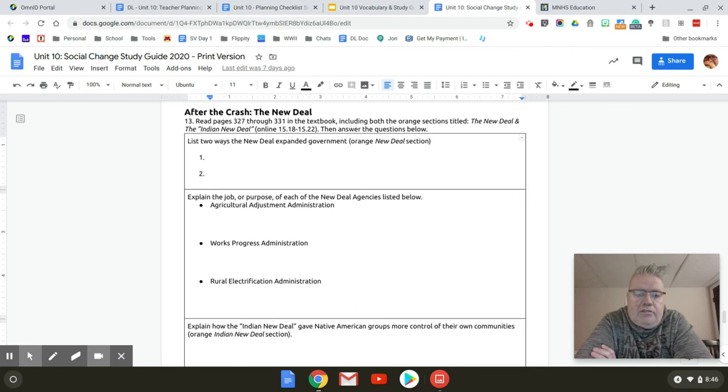I'll list two ways the New Deal expanded government, and that'll be in the orange section, the section that we read first. Then explain the job or purpose of each New Deal administration. That'll be in the larger section that we read on the pages. And then we'll read the Indian New Deal, which is the other orange section, and that'll answer that last question about the rights that the Indian New Deal gave to Native American groups. All right, so let's get started.